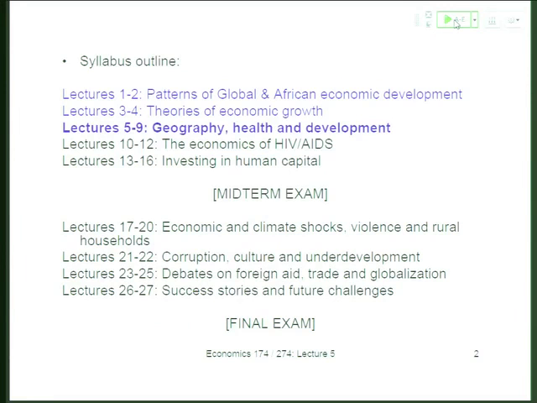This is lecture 5, and we're going to finish off the discussion of theories of economic growth and move into geography, health, and development about 20 minutes or so into the lecture, something like that.